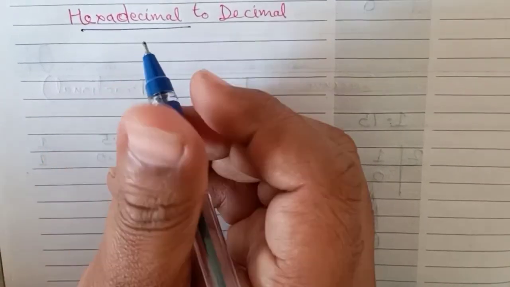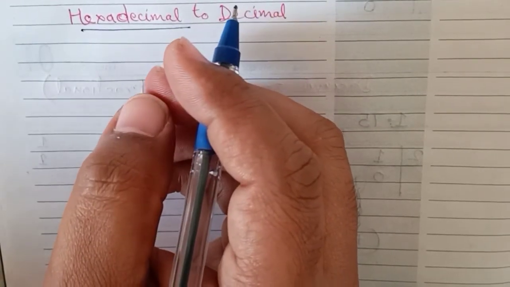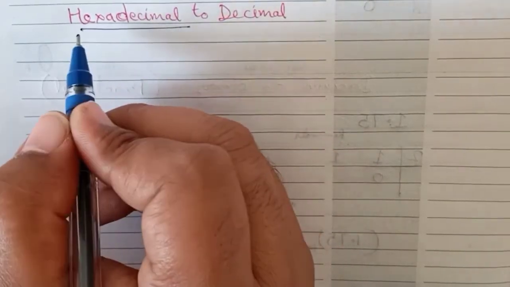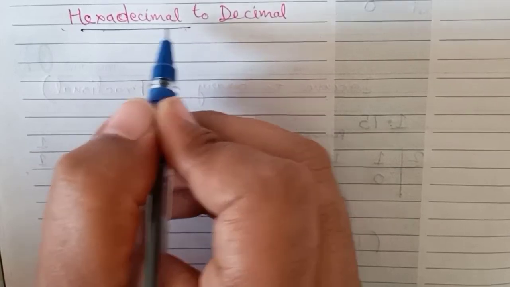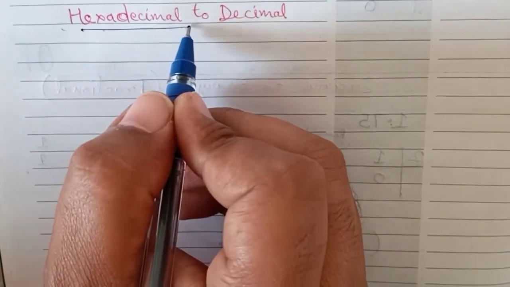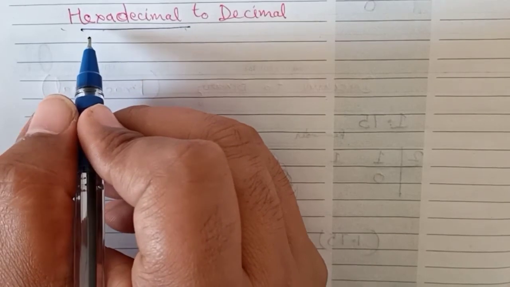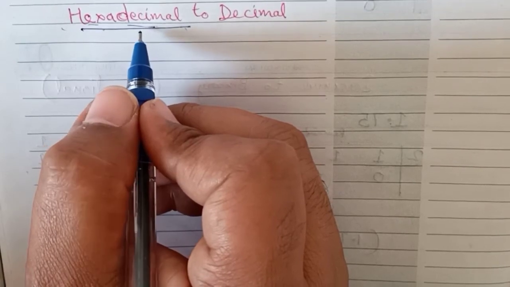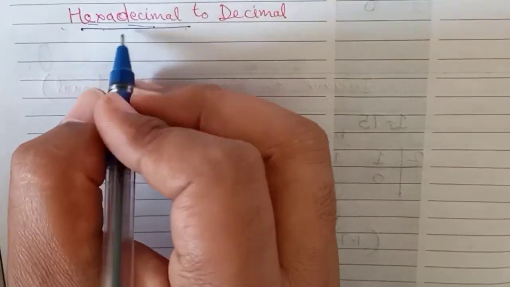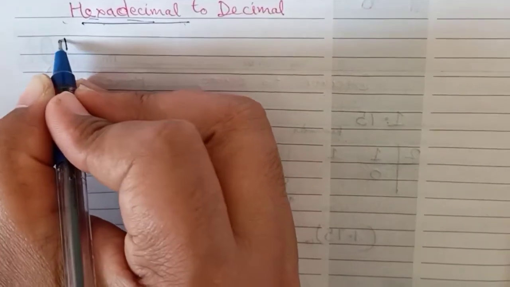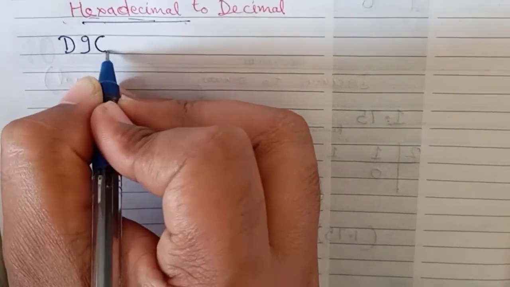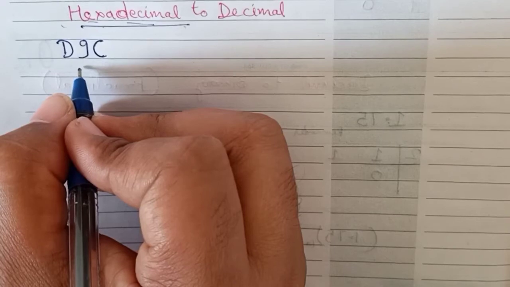A for 10, B for 11, C for 12, D for 13, E for 14, F for 15. Okay, so starting from 0 to F, there are total 16 unique symbols. That is why the base of hexadecimal is 16. Also, the name hexadecimal provides enough evidence that the base will be 16. Okay, so let us take a hexadecimal number D9C. Suppose this is a hexadecimal number which we have to convert into decimal.